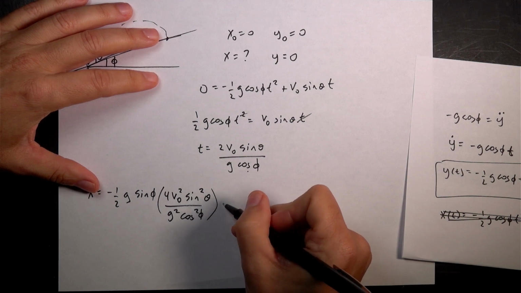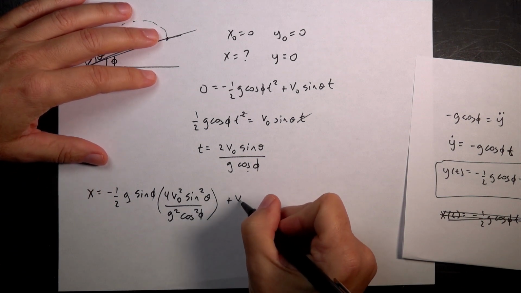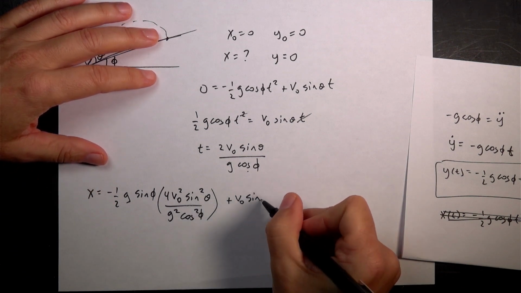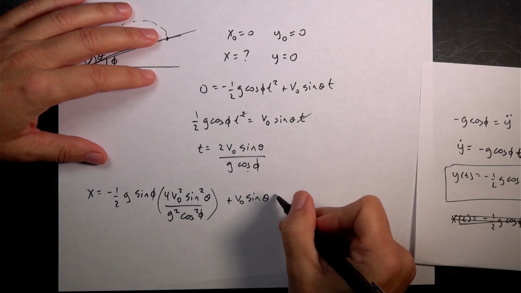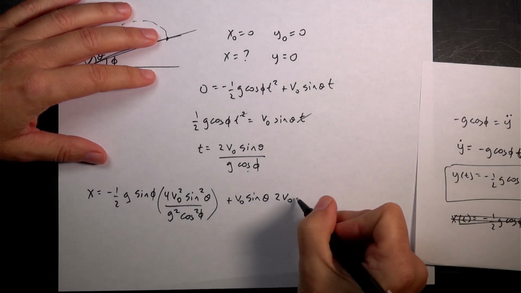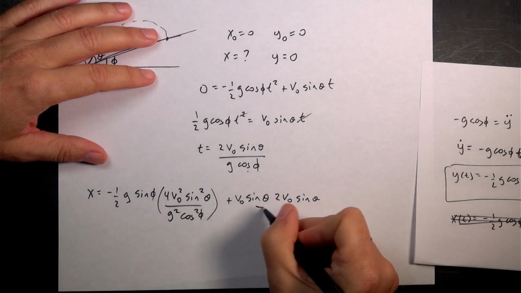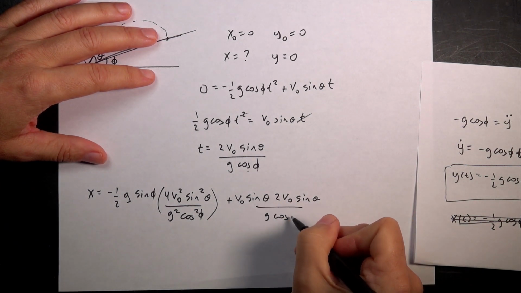And then I can put in my other term, plus v0 sine theta times t, which is going to be 2 v0 sine theta over g cosine phi.